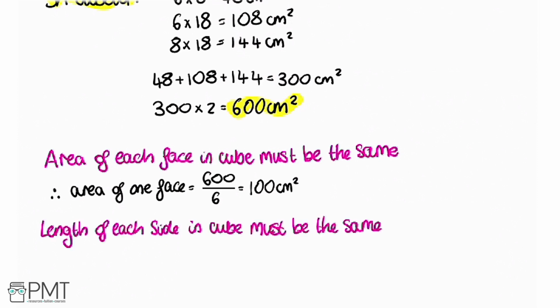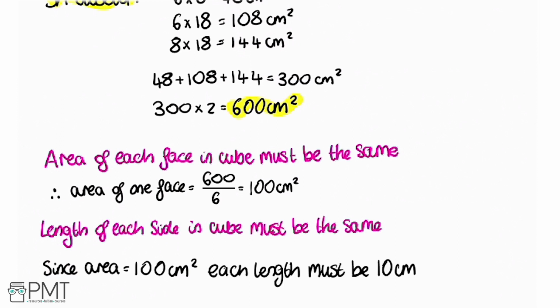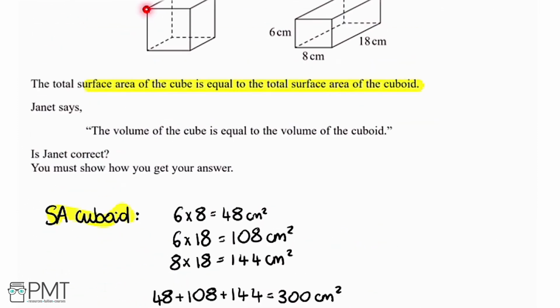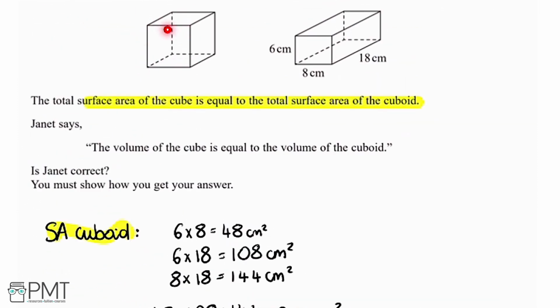It's also the case that the length of each side in the cube must be the same. And again, we can use that fact. So since the area is 100 centimeters squared, each length must be 10 centimeters, because 10 times 10 is 100. So if you imagine how we worked out the area previously, if this is 10 and this is 10, to get the whole area of this face to be 100, it has to be 10 multiplied by 10.